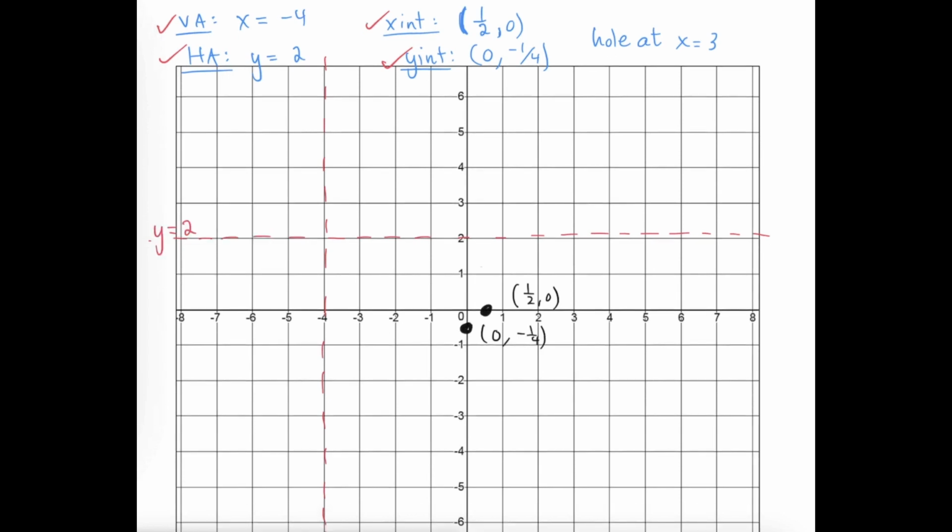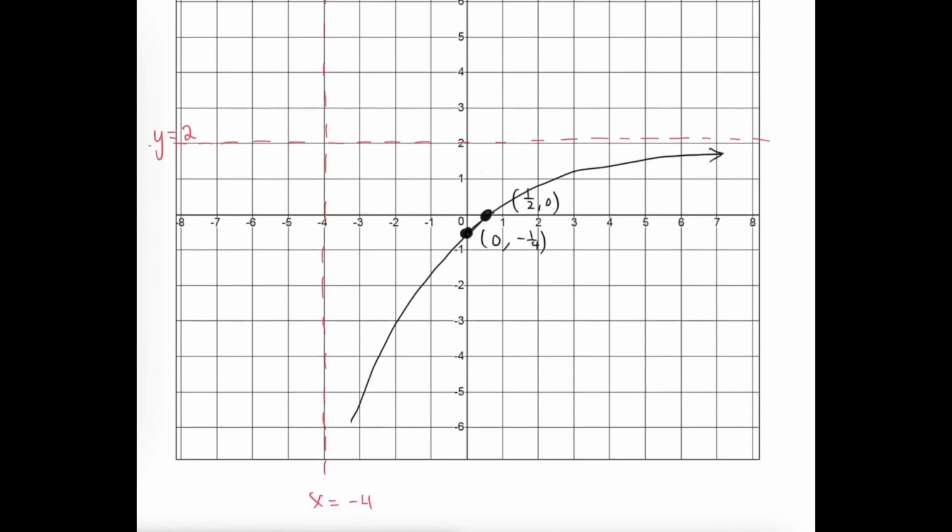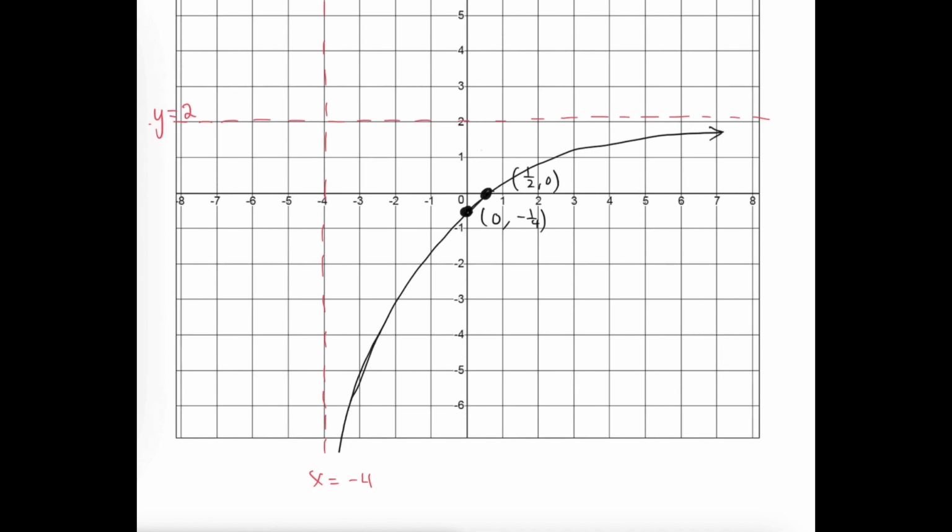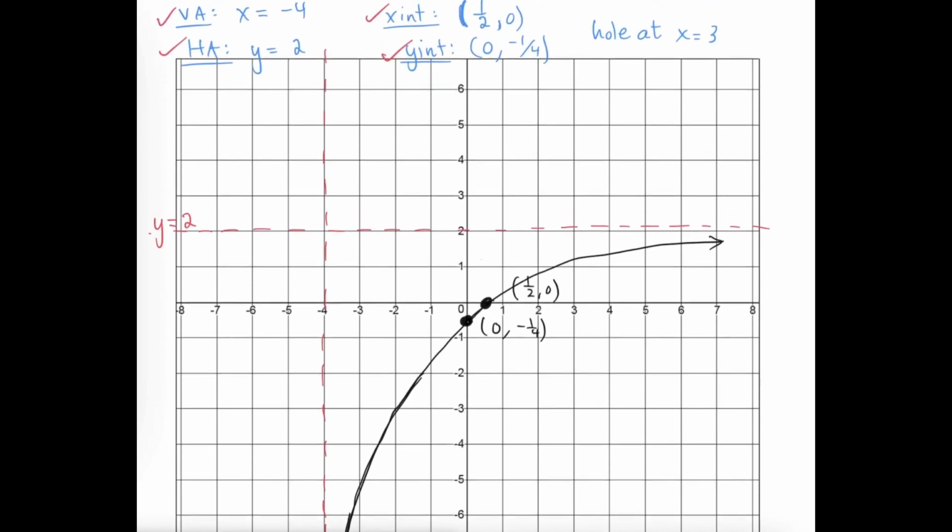In order to draw the graph, we see that we're going to need to pass through these two intercepts, but also approach the asymptotes. And in order to approach the two asymptotes that I have here, I'm going to need to draw in my graph like this. And I do want to come down here and approach this vertical asymptote, but we are not going to cross it, right? Because vertical asymptotes happen at domain restrictions, you cannot cross them.